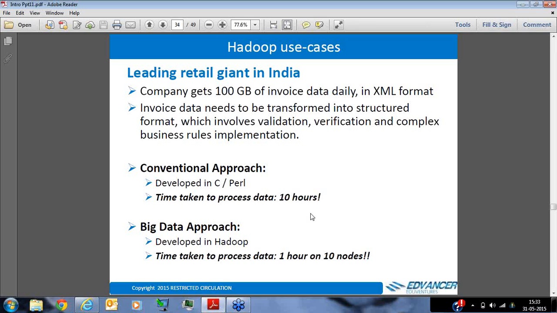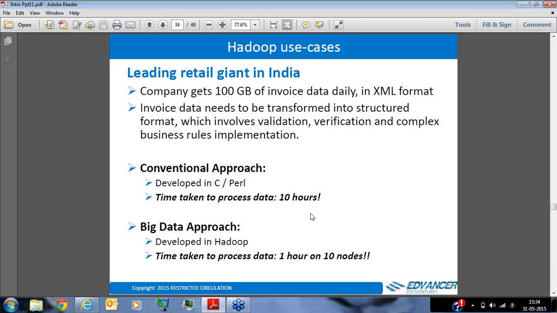So this invoice data needs to be transformed into a structured format, which involves a lot of validations, a lot of verifications, and complex business rules implementation, for it to be stored in their database management systems. In their conventional approach, they had developed scripts in C and Perl to do this transformation, and the time taken to process the data was 10 hours. So at midnight, they used to get this 100 GB of invoice data, and till 10 a.m. the next day, they were just able to process it into a structured format where they could store it in their database management system. There was no way that before the stores opened the next day, they were able to process it, analyze it, and create strategies to sell more and more products in their stores.